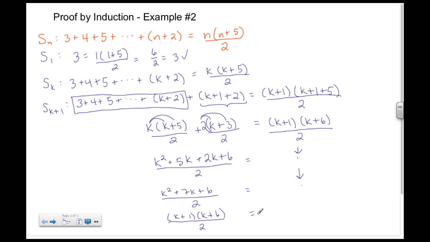And now I will rewrite the right hand side, where it is k plus 1 times the quantity k plus 6, again divided by 2. We see the left hand side matches the right hand side, so we have proved by induction this particular example.